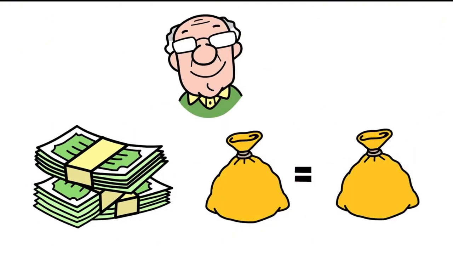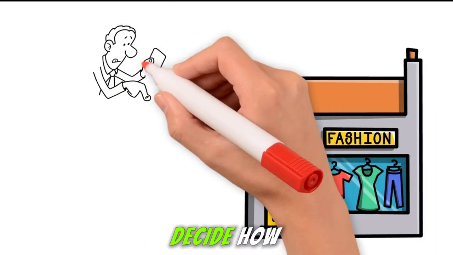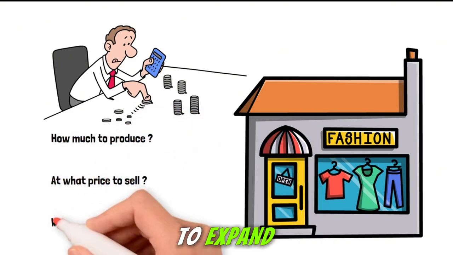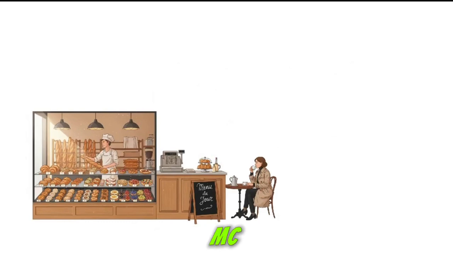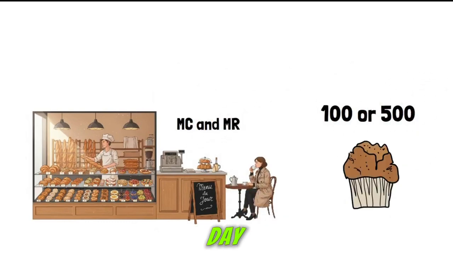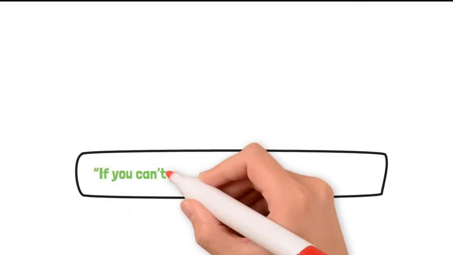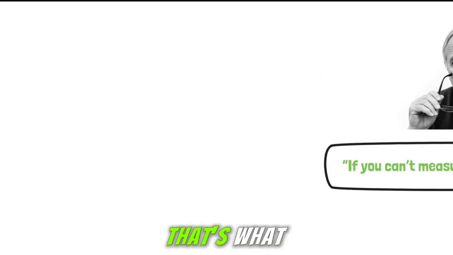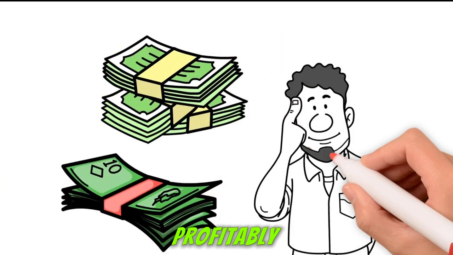Bringing it all together. Businesses don't guess prices. They analyze costs and revenues to decide how much to produce, at what price to sell, when to expand or shut down. Example: A bakery that knows its MC and MR can decide whether to bake 100 or 500 cupcakes a day and how much to charge to stay profitable. Famous quote, "If you can't measure it, you can't manage it." Peter Drucker. That's what cost and revenue analysis is all about, measuring smartly to manage profitably.